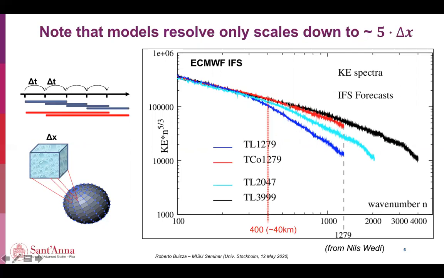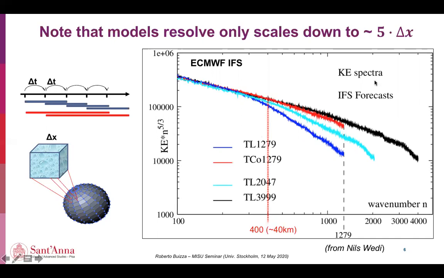What you want to do is to be as close as possible to this black line. If you are overlying, if your curve overlies this curve, it means that you're able to simulate in a realistic way all the scales up to that point. And you can see that even with a 9-kilometer model, you can only simulate scales up to about 40 kilometers.